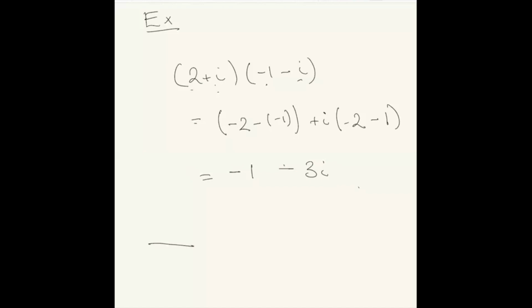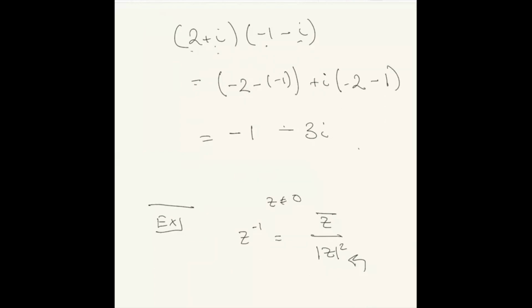Now, a useful exercise to do, based on what we've said, is that if z is non-zero, then z has an inverse, and that inverse can be given as z bar over absolute value of z squared. Now, this is defined because absolute value of z is not 0. So there's always an inverse of things that allows you to divide by things.